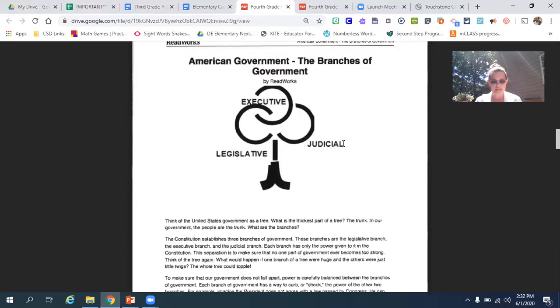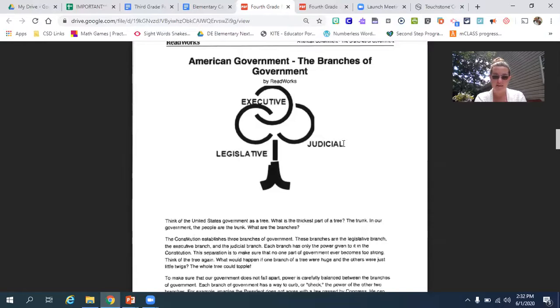Okay? So it says, think of the United States government as a tree. What is the thickest part of the tree? The trunk. Our government, the people, are the trunk. So what are its branches? The Constitution establishes 3 branches of government. These branches are the legislative branch, the executive branch, and the judicial branch. Each branch has only the power given to it in the Constitution. This separation is to make sure that no one part of government ever becomes too strong.